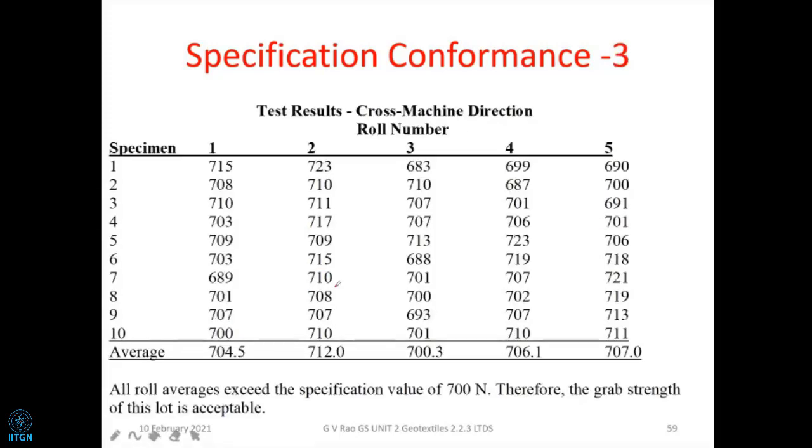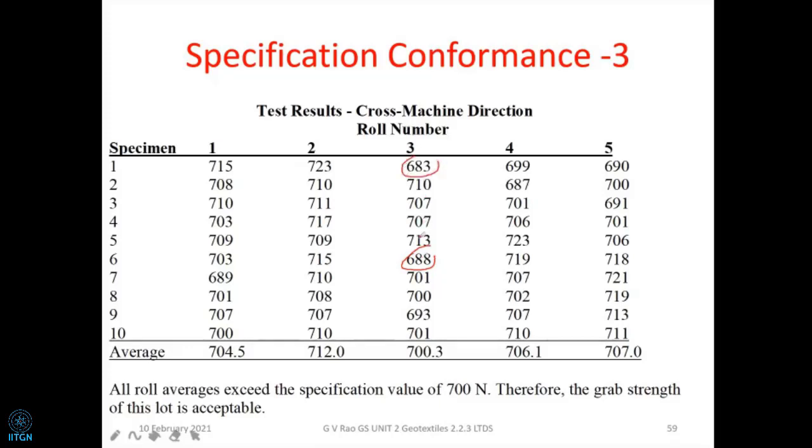The same thing is done here also in the cross-machine direction. Again, we have values of 700, 704.5, 712, 700.3, 706. So like this. Again, we find that some values are quite less also, 688, 683.